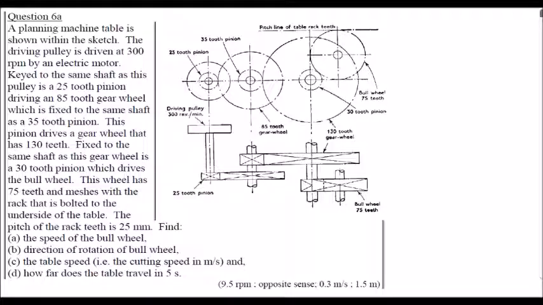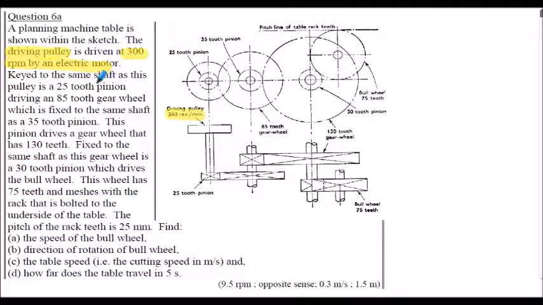It does bring into play, though, the table. We've got a table in this particular case, a rack, to consider also. A planar machine table is shown within the sketch. We've got a drive-in pulley at 300 revs per minute, driven by an electric motor. So the drive-in pulley, that'll be this one here, 300 RPM.